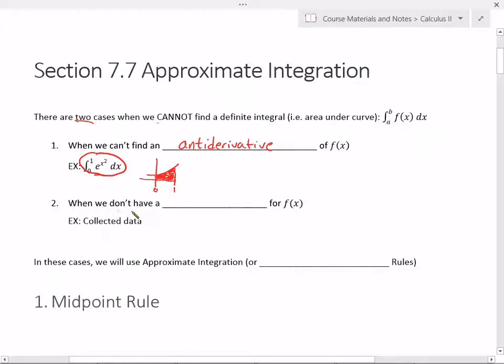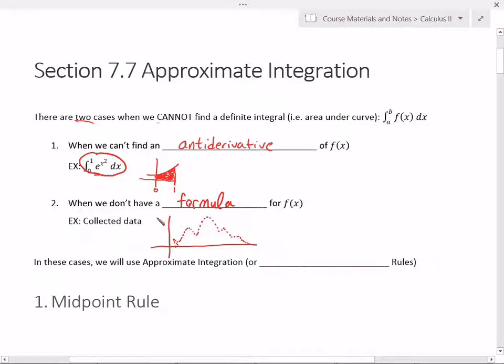Okay? The other time that we don't have the ability to find the area underneath the curve is if we don't actually even have a formula for f of x. And you've not really seen many of those kinds of problems in here because I almost always will write down the integral of some formula, right? But there are problems in science and in mathematics and engineering where you have collected data. So instead of having a nice smooth curve, you've got data that came out of some kind of instrument, and it's measured this data over time. And what you want to know is what's the area underneath that curve.